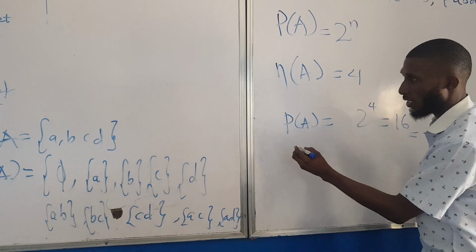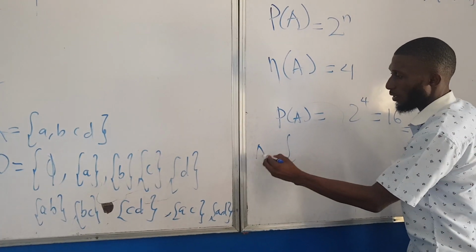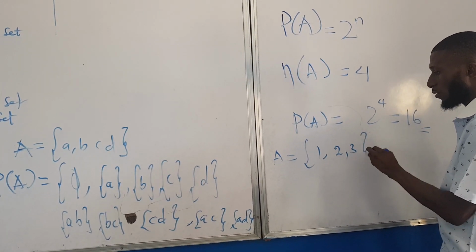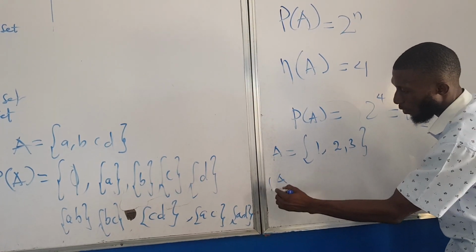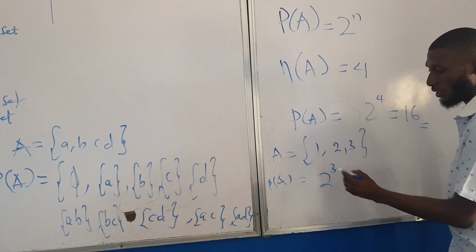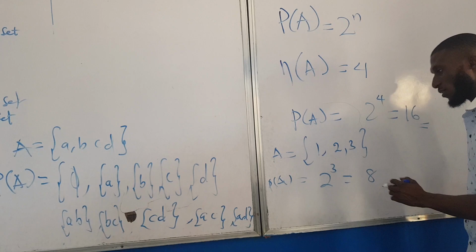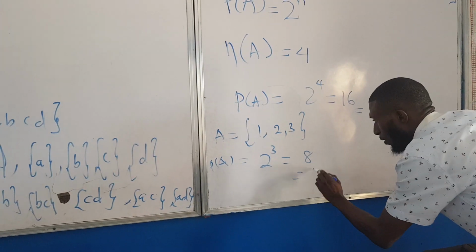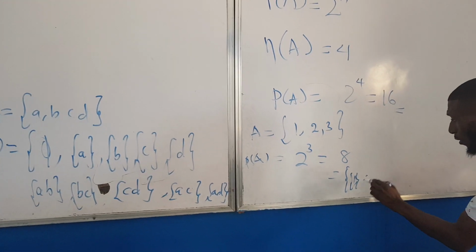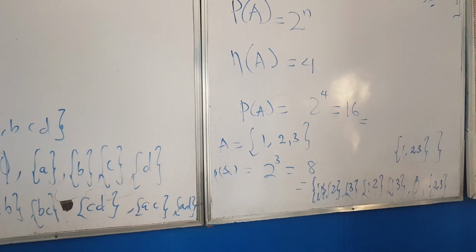Let's say, for example, we have A equals {1, 2, 3}. Then the power of this one is definitely giving us 2 raised to the power 3, which is the same thing as 8. That is, we have 1, we have 2, the power of this set.